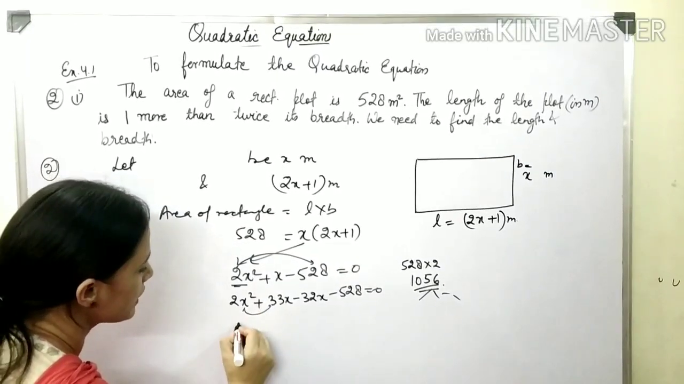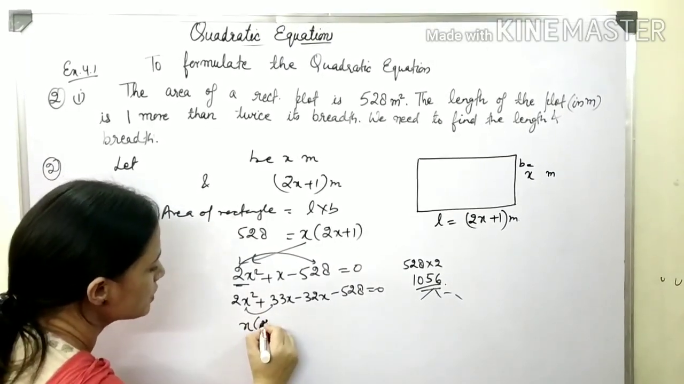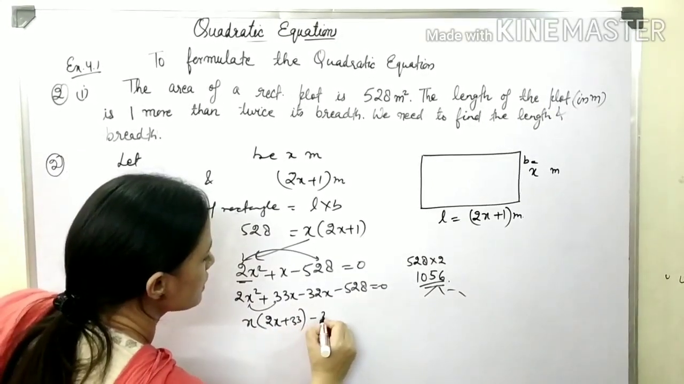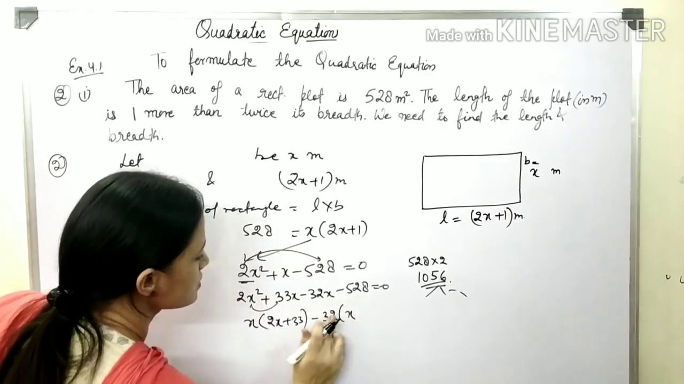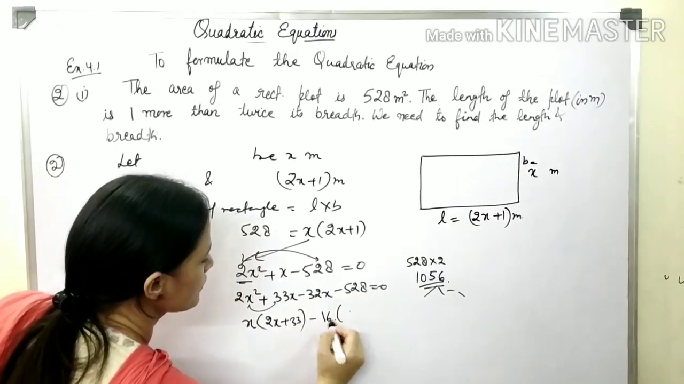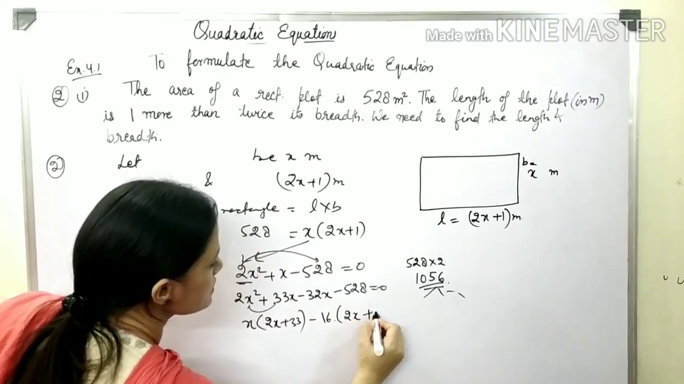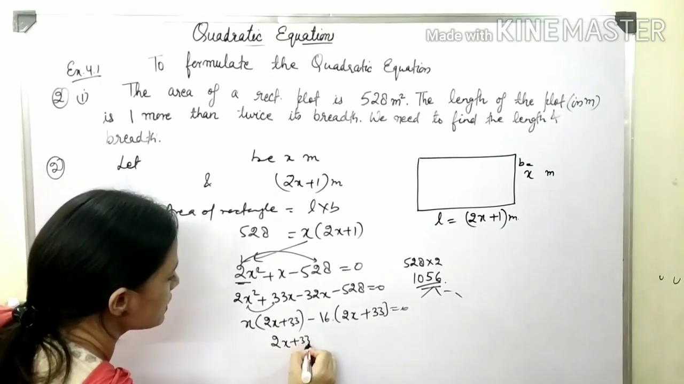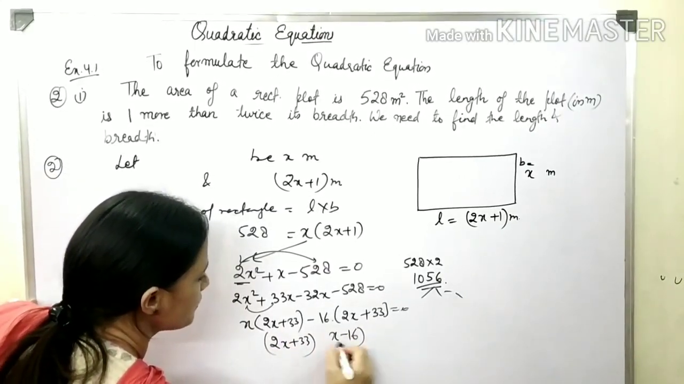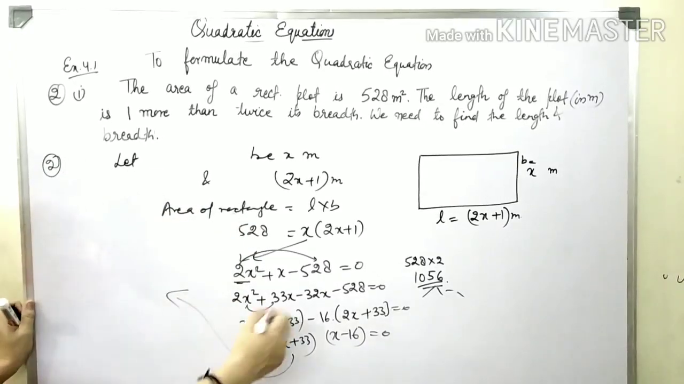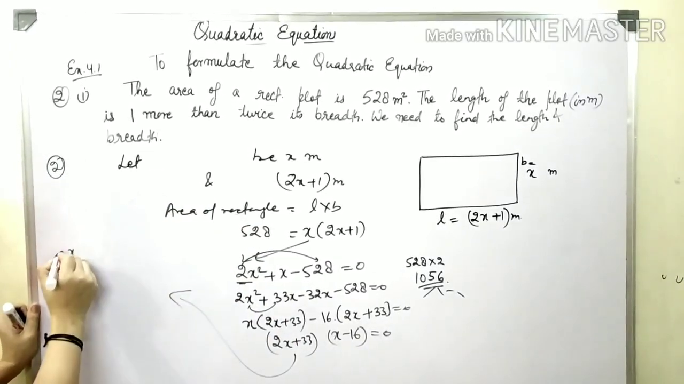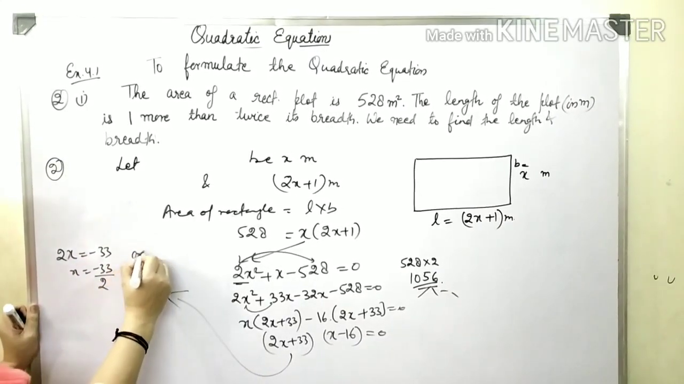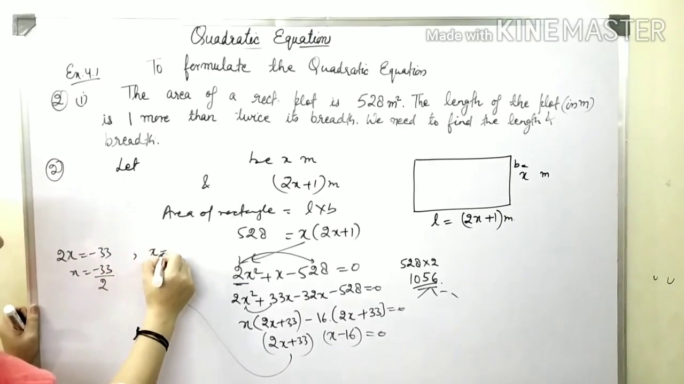Now here by regrouping, x is only common, so 2x plus 33 is left. Here 32 is common, so 16 is common, so we're left with 2x plus 33. So we are getting the factors as 2x plus 33 and x minus 16 equal to 0. So when we are equating the values to 0, we are getting 2x equal to minus 33, x is equal to minus 33 upon 2, and one other value we are getting, x is equals to 16.